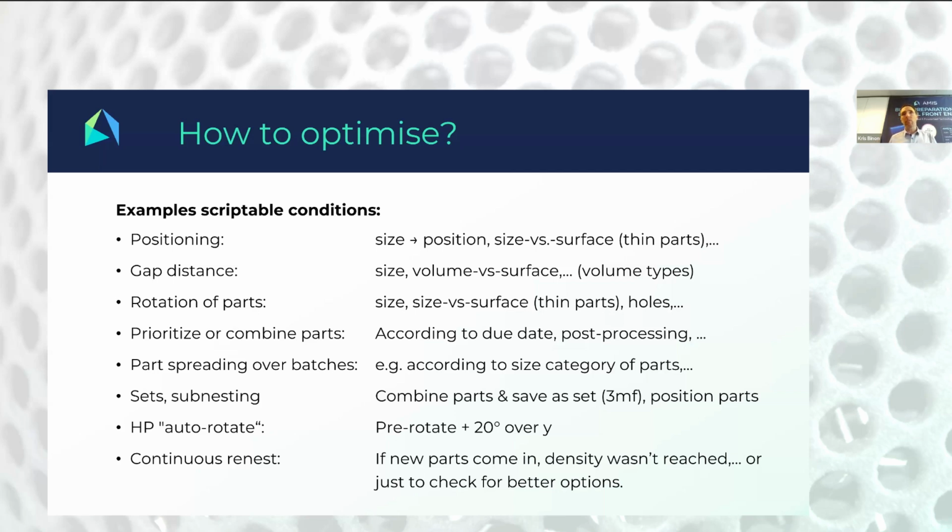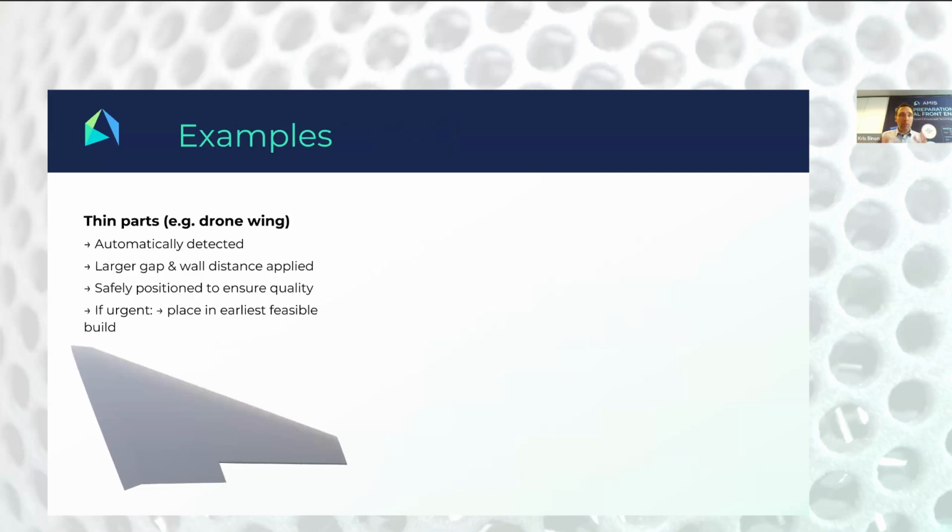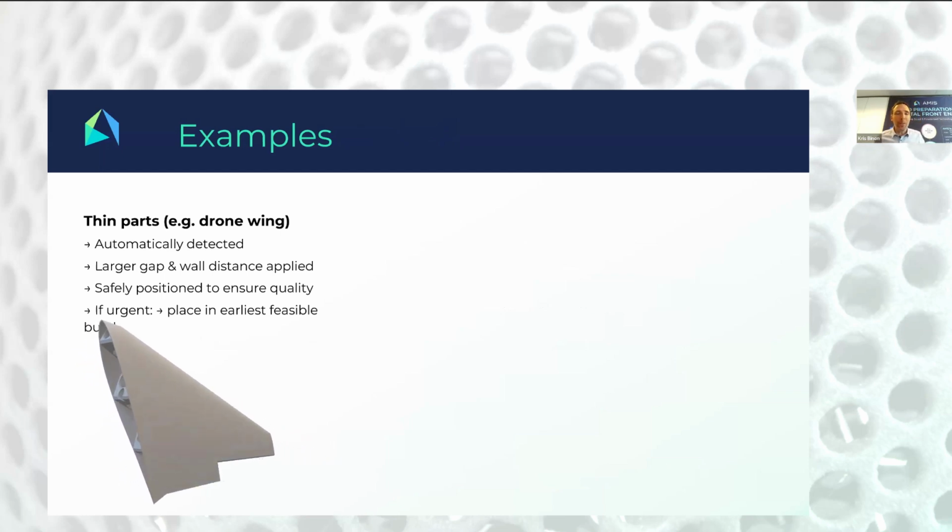You can start thinking about subnesting parts in specific zones in your printer. Not so difficult to script that, actually. You can start thinking about the HP auto rotate. More about that in just a second. And you can continuously renest, of course, which is the idea that it's not because you finished one batch that it needs to stay finished. Perhaps there's something new coming in that allows you to obtain better batches, and definitely overall allows you to get better batches. How does that translate into reality, let's say?